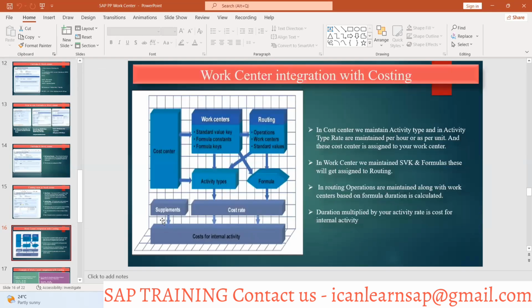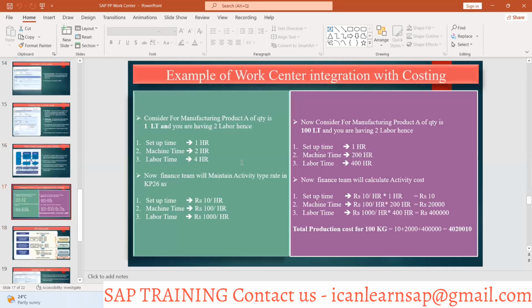What does that mean? Let us understand. Activity types multiplied by formula. Now let us take one example. Suppose you are manufacturing a liquid product like a perfume. A very indigenous perfume which is very important, imported from some countries. So what is happening in that manufacturing line? To manufacture perfume A, for 1 liter you require 2 labors.